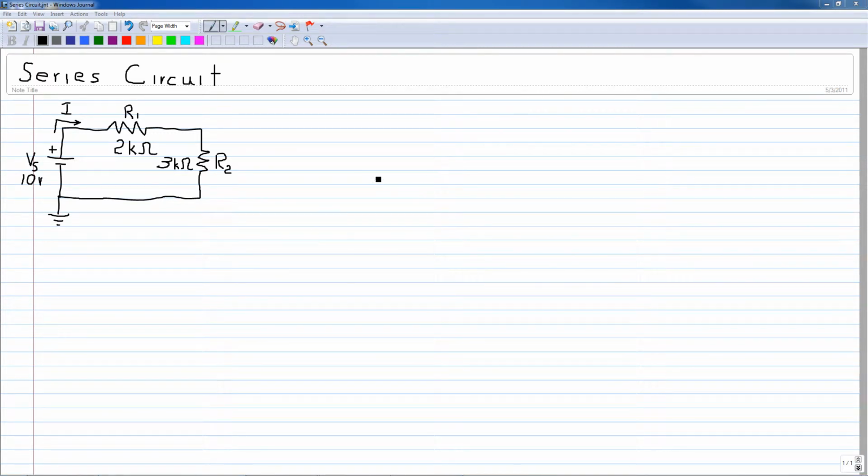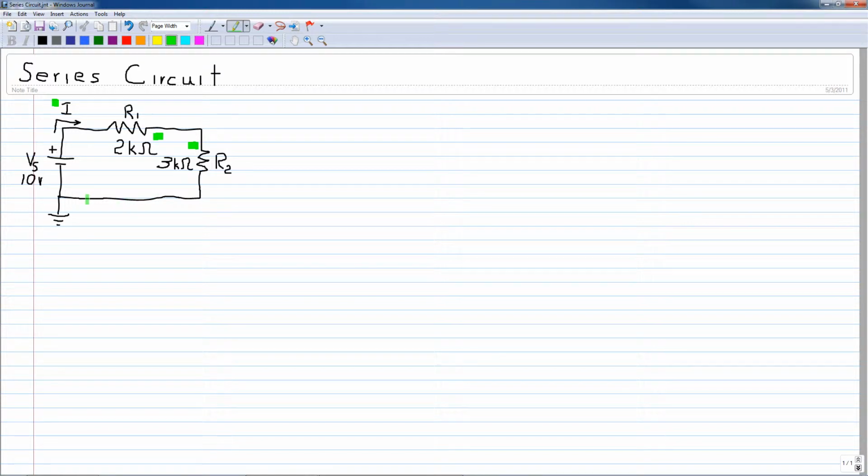In this video, we will examine the solution to a series circuit. In a series circuit, the resistors are tied end to end. For example, here one end of R1 is tied to one end of R2. Also, another characteristic is that there's only one current. Here, I is the only current flowing through the circuit.